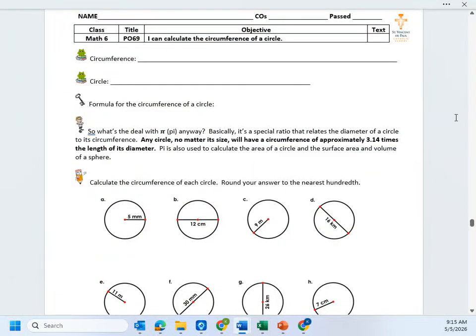Good morning. Today we are continuing on talking about perimeter and areas. We are moving into the circle, so we are doing PO69. I can calculate the circumference of a circle. Circumference is a new vocab word, but it's like perimeter. We can't call it a perimeter because we don't add up all the sides, because the circle doesn't have sides. But that perimeter is the distance around the circle.